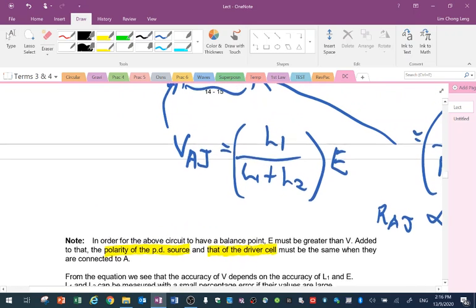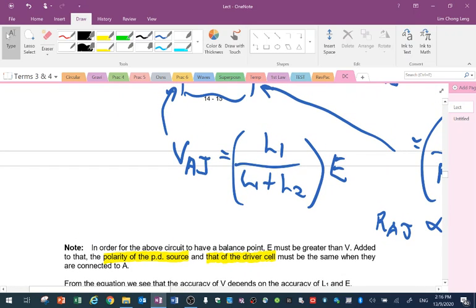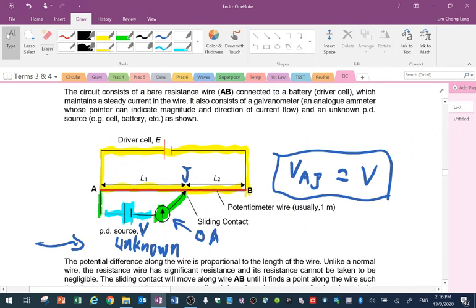Now, there are a few things to note. Number one, the polarity of the PD source and that of the driver cell must be the same, and that refers to this one. You see, the polarity of the PD source, positive here, must face the positive here. Both are facing the left-hand side, and the negative polarity here must face the negative polarity. So plus is pointing towards the left, and negative pointing towards the right, so that there will be opposing PD. All right, you need opposing PD to obtain balance length.